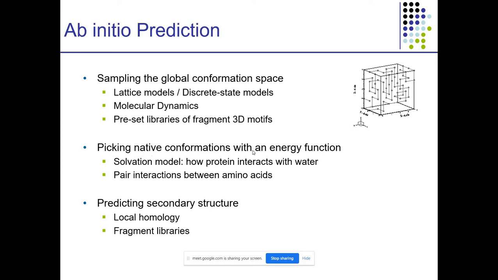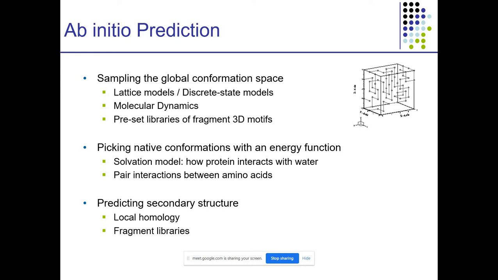So it is based on the energy function, and also on the solvation model, how proteins interact with each other, interact with water, and the pair interaction between amino acids. Actually, folding occurs in an aqueous environment. In our body we have an aqueous environment, and protein gets folded in that environment.